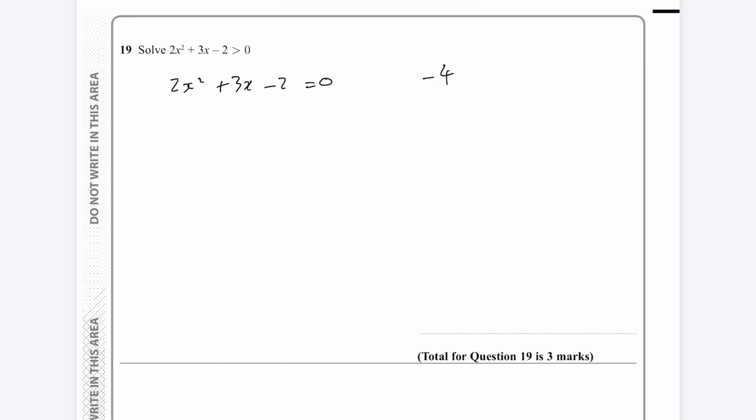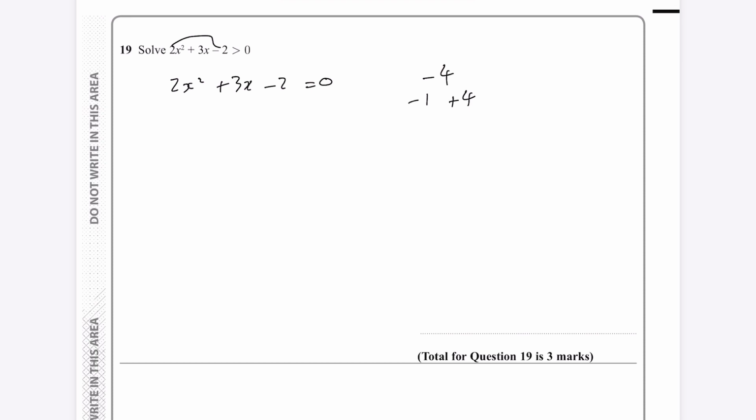Two numbers that multiply together to give me minus 4. Where did the minus 4 come from? I did 2 times minus 2. So two numbers that multiply together to give minus 4, that add or subtract to give plus 3. So that must be minus 1 and plus 4.